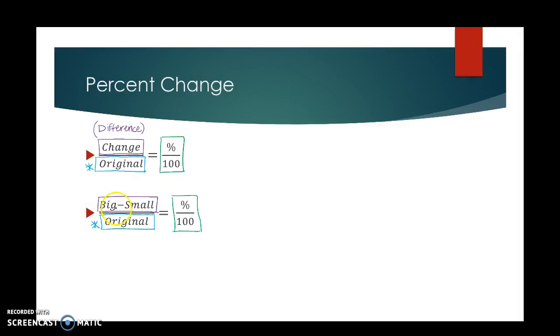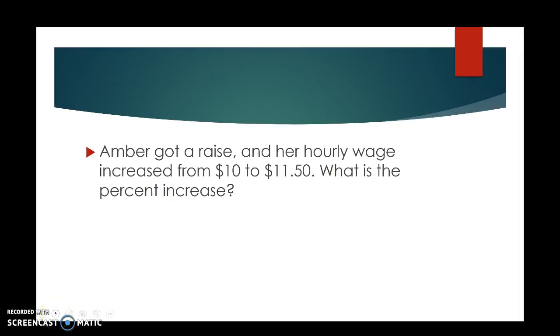So these two proportions are the same. We're just using different words to help explain what you're doing here. This is, like we discussed, is over of is part over whole. We're saying that change over original is the same as big minus small over original. So let's go ahead and dive into an example so you understand what I'm talking about.